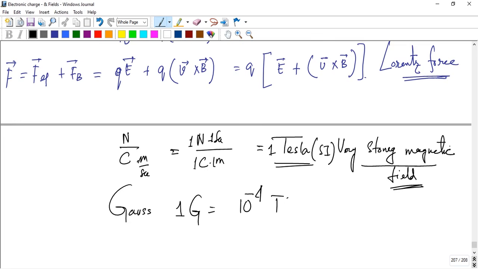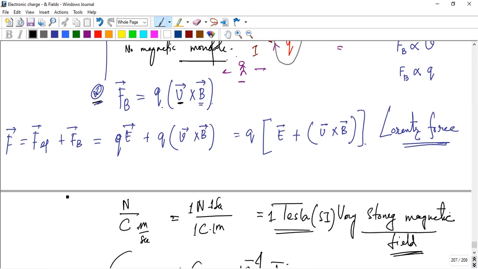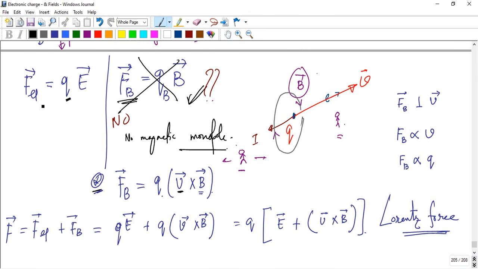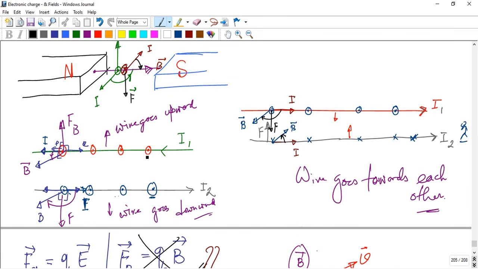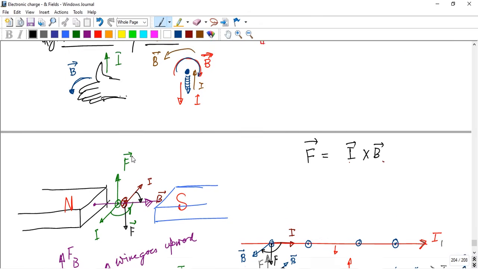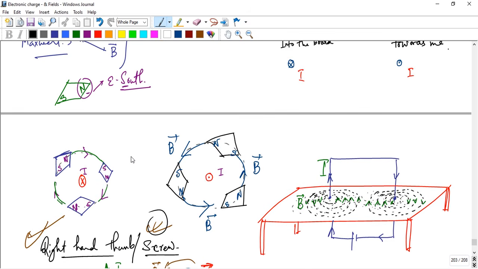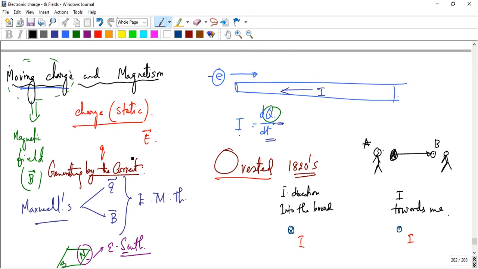Clear? What is magnetic field? And how is the magnetic field related to the magnetic force? It's not exactly similar to the electrostatic force. There is some difference, because the electrostatic force is for a static charge. Here the charge is not static. Here the charge is moving. So the force is related to the magnetic field, similar to the electrostatic force. Okay, now that's the basic concept of a moving charge and a magnetic field.